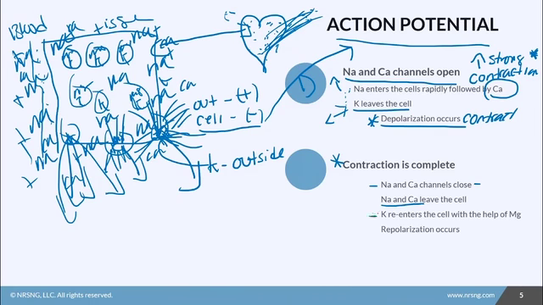So as potassium re-enters the cell, it needs the help of magnesium. Remember, magnesium prevents it from leaking. So mag is now saying, all right, I'm going to hold on to potassium. You stay inside. So this causes repolarization. So as, again, potassium goes back inside the cell, it causes the heart to repolarize or to rest.